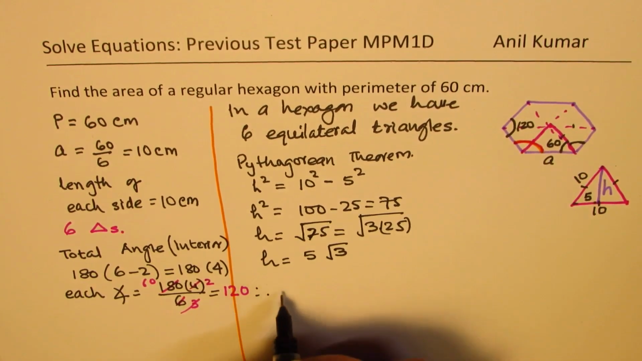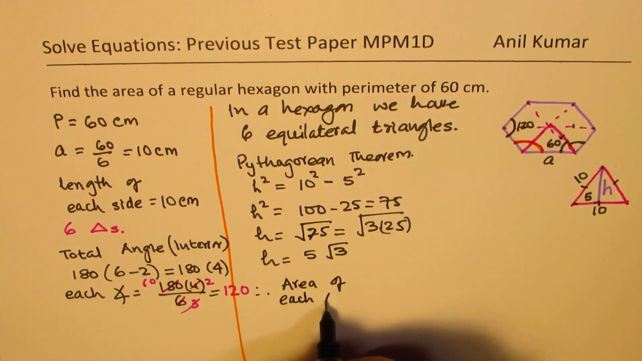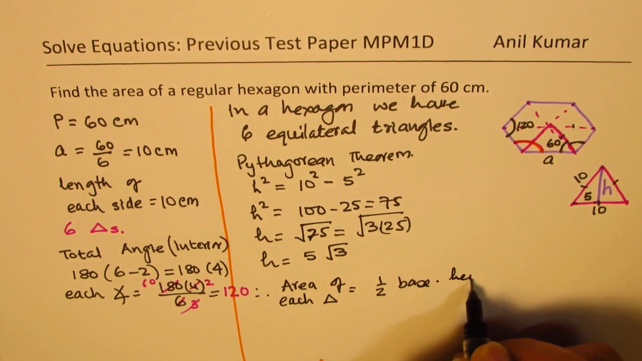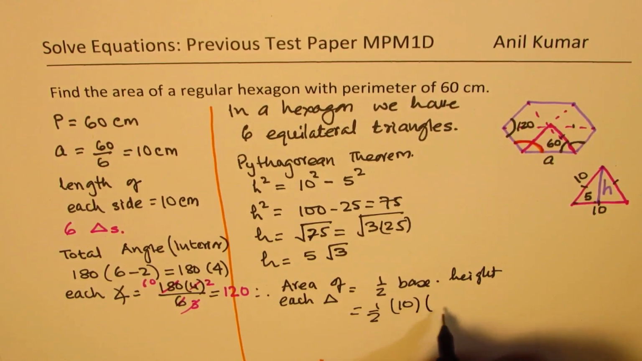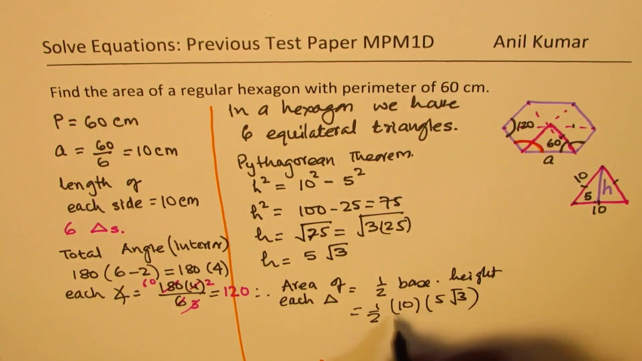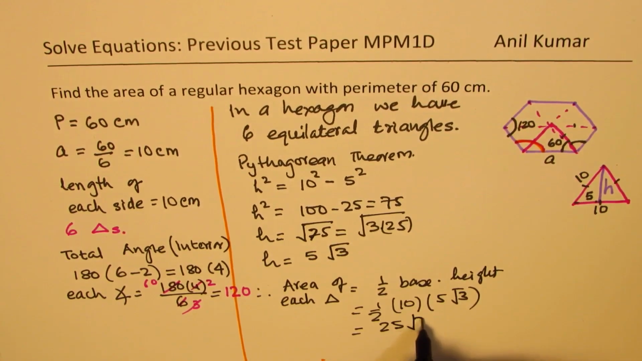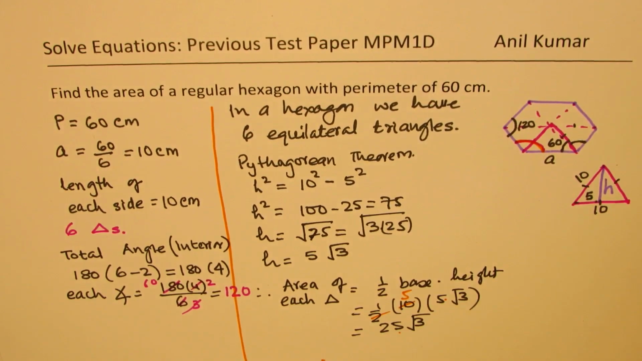Therefore, the area of each triangle is half base times height. In this case, it is half, with base 10 and height 5 square root 3. That is the area of each triangle, correct? Or you can simplify and write this as 25 square root 3. When you divide, the 10 gets cancelled by 5, and 5 times 5 is 25 square root 3.